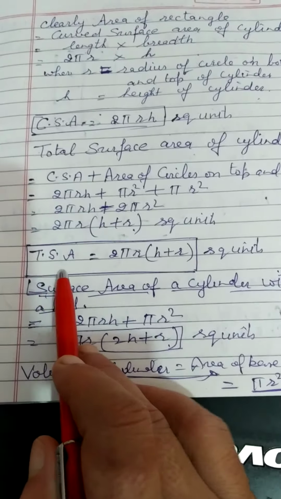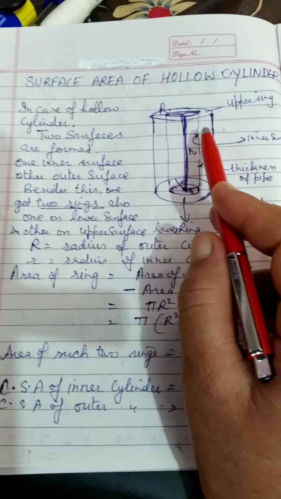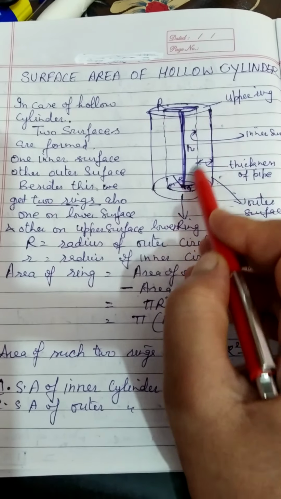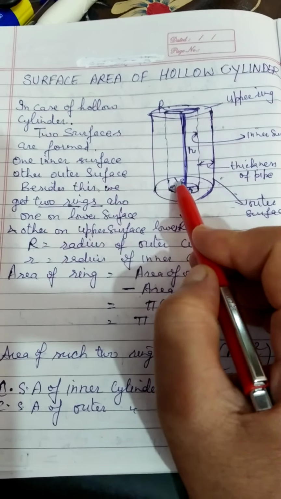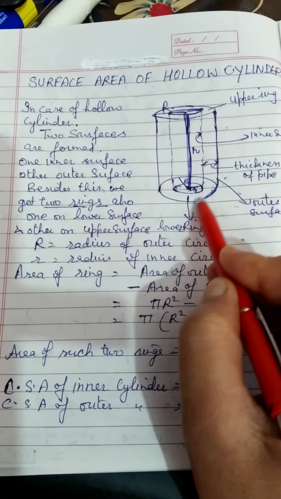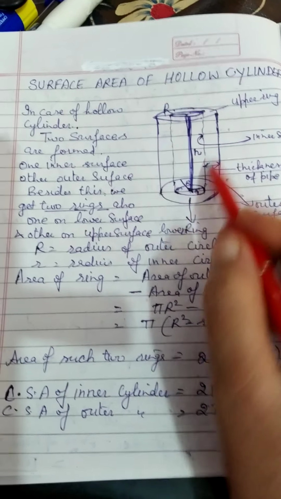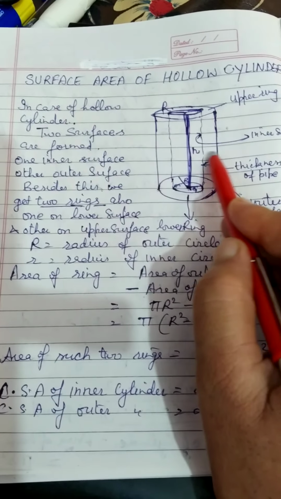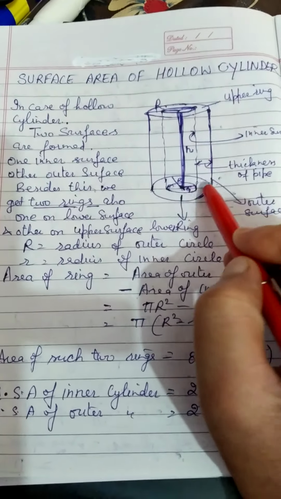Now the next is surface area of hollow cylinder. Now we have a pipe and we are to find the surface area of that hollow pipe. Then we get two surfaces, one inside of the pipe and one outside of the pipe, and here on the base we will get a ring, and on the top also we will get a ring, and this is the thickness of the pipe.